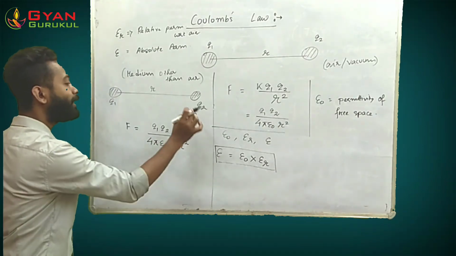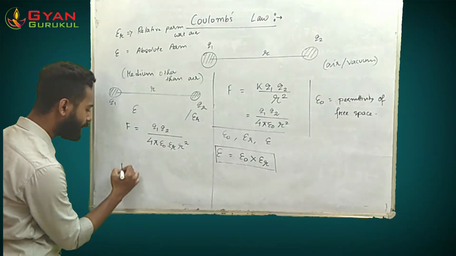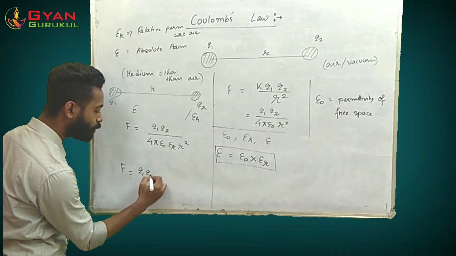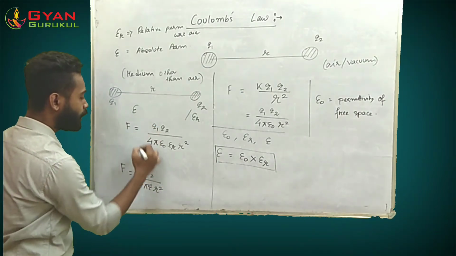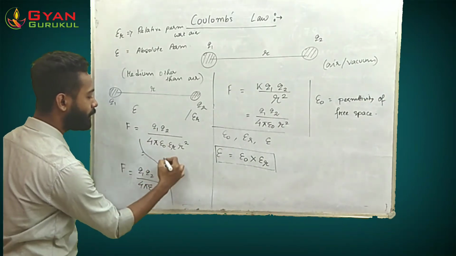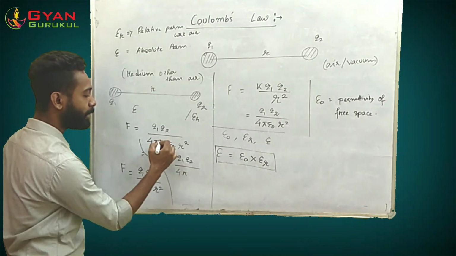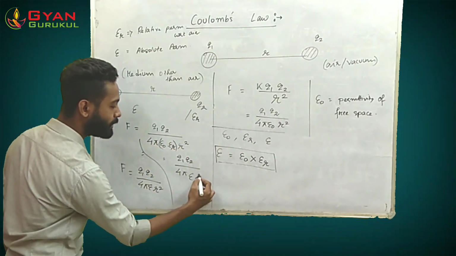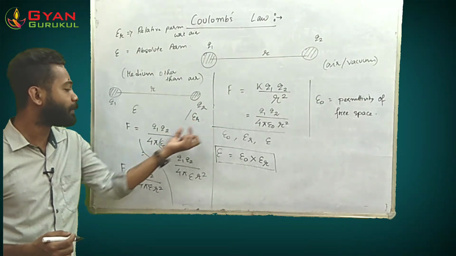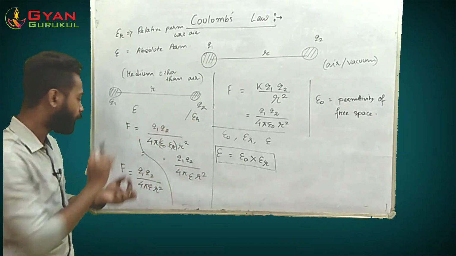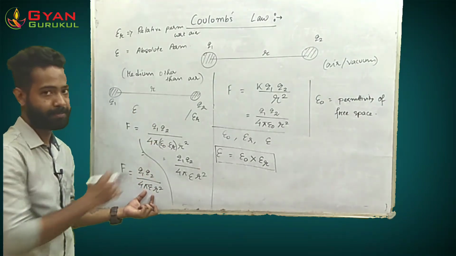Or if you are not given epsilon r but the absolute permittivity as a whole, then you can directly write the formula as q1 q2 by 4 pi epsilon r squared, because epsilon naught into epsilon r gives you epsilon. So it depends on which epsilon is given. If you're given epsilon r, multiply it with epsilon naught; or if you're given epsilon, use it in place of epsilon naught.